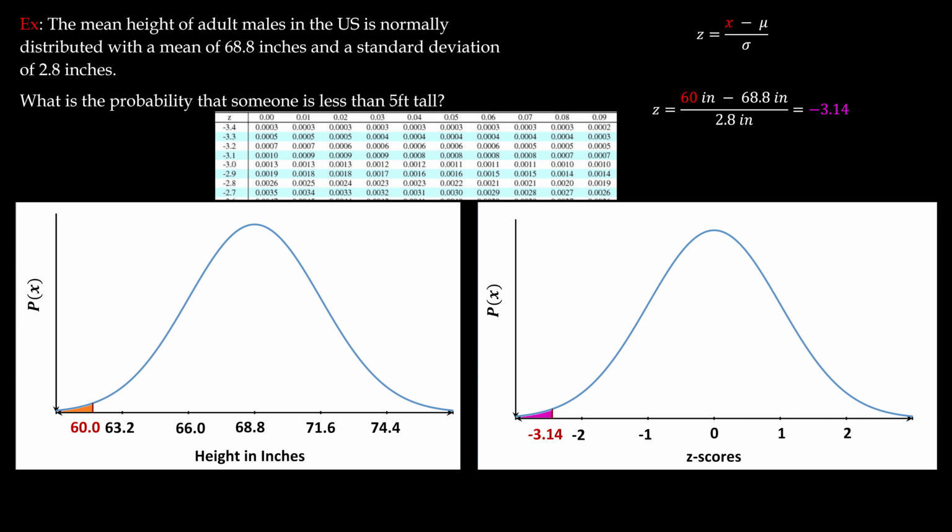If I find the area associated with the z-score of minus 3.14, it is 0.0008. This means that if you were to randomly select an adult male from the US, there is a 0.08% chance that he is less than 5 feet tall. This would be considered an extreme case and would fit into our definition of significantly low.